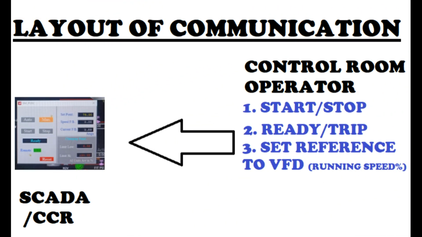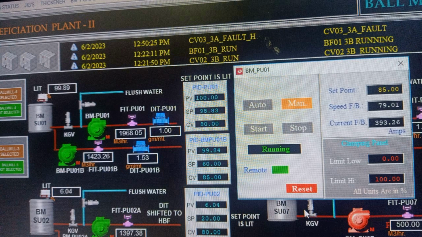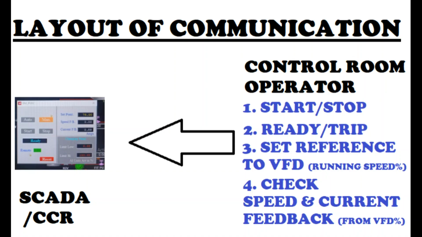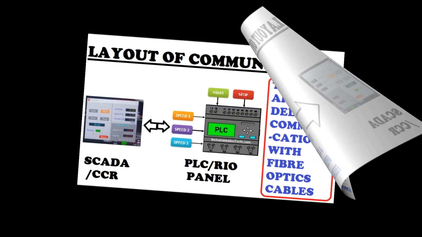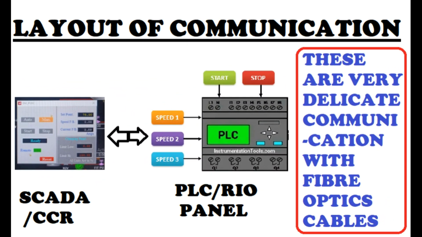Third thing is to set reference to drive, at what speed the drive should run. We'll see here. On the right hand side, set point is there. So 85% of the full speed is set by the control room operator. And fourth is to check the speed and current feedback that is coming from VFD in terms of percentage. So by knowing all these four parameters, the control room operator can tell the person in the field at what speed the drive will run and how much is the actual speed and current of the drive. So this part is being completed.